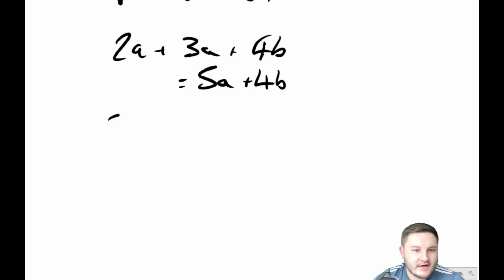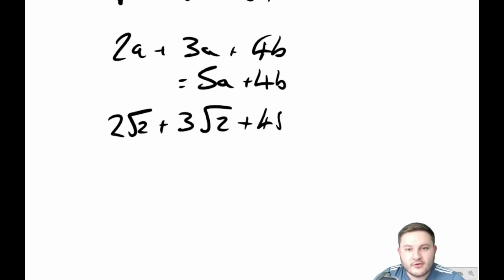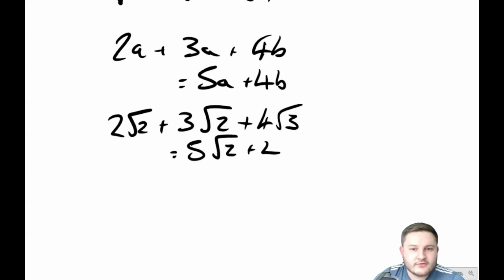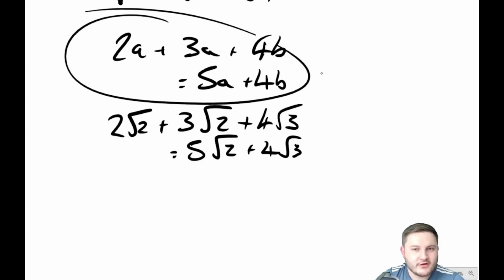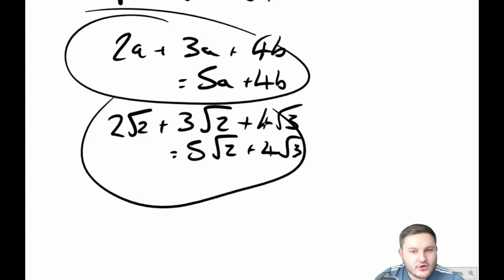For the same idea, if it was 2 root 2 plus 3 root 2 plus 4 root 3, well, this would equal 5 root 2 plus 4 root 3. You wouldn't add these surds together to make root 5 because they are different surds. So it is the exact same idea. If you can simplify like terms in algebra, then you can do adding in surds. It's the exact same idea.